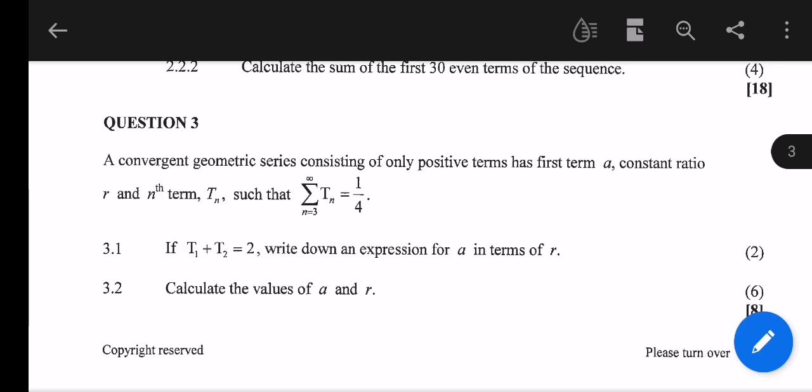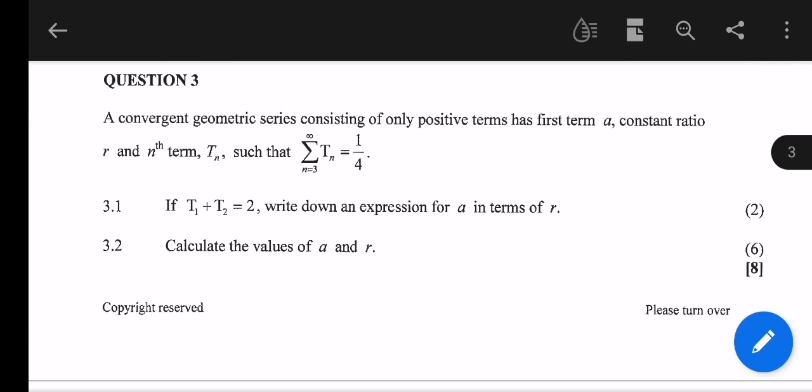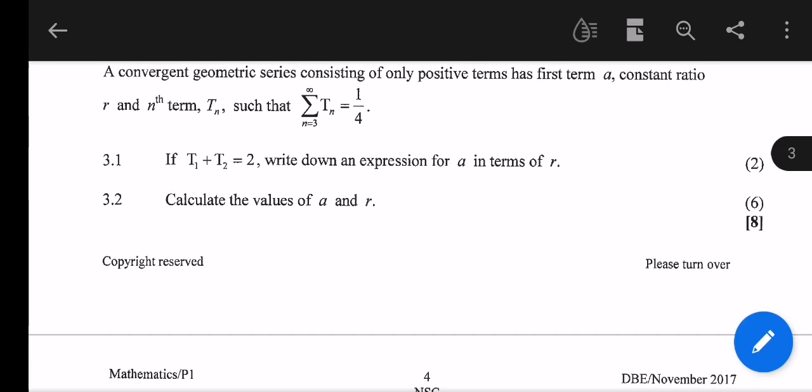A convergent geometric series consisting of only positive terms has first term a, constant ratio r, and nth term Tn, such that the sum of Tn, where n equals 3 to infinity, equals 1/4. If T1 plus T2 equals 2, write down an expression for a in terms of r.